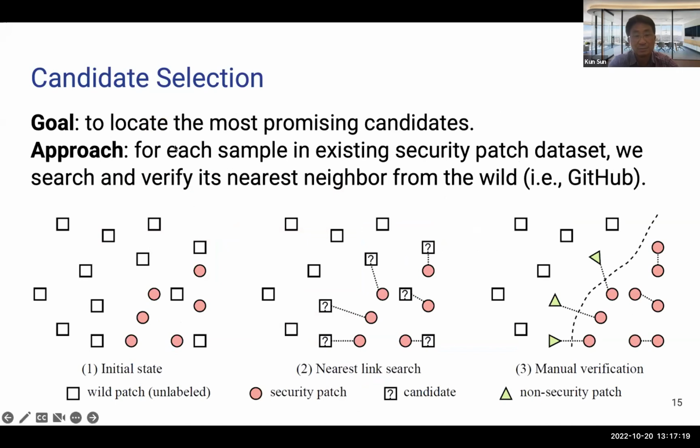We try to find the most promising candidates, which could be security patches. Here, in the wild, we have already identified those red dots, already labeled as security patches. Then we use this nearest link search. We find who really looks more likely to be a security patch, and then we do manual verification.